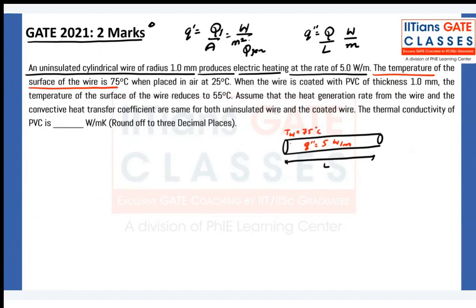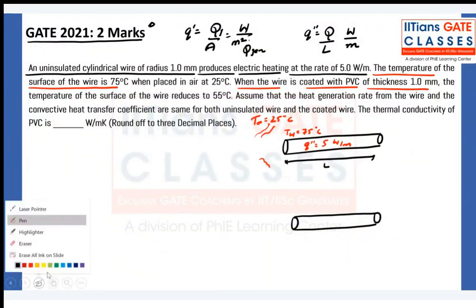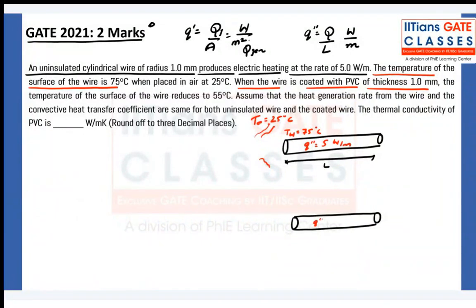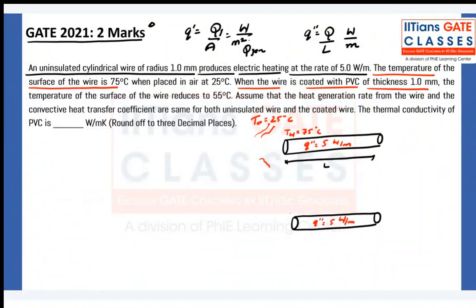Now it is placed in air. Whatever air is flowing here has a temperature of T infinity, 25 degrees Celsius. Now, the wire is coated with PVC of thickness 1 millimeter. What we are doing is coating this wire. For example, this was my original wire, and the heat generation will remain the same, because whatever we are doing, we are doing from outside. Now we are insulating it with a PVC coating on the wire.